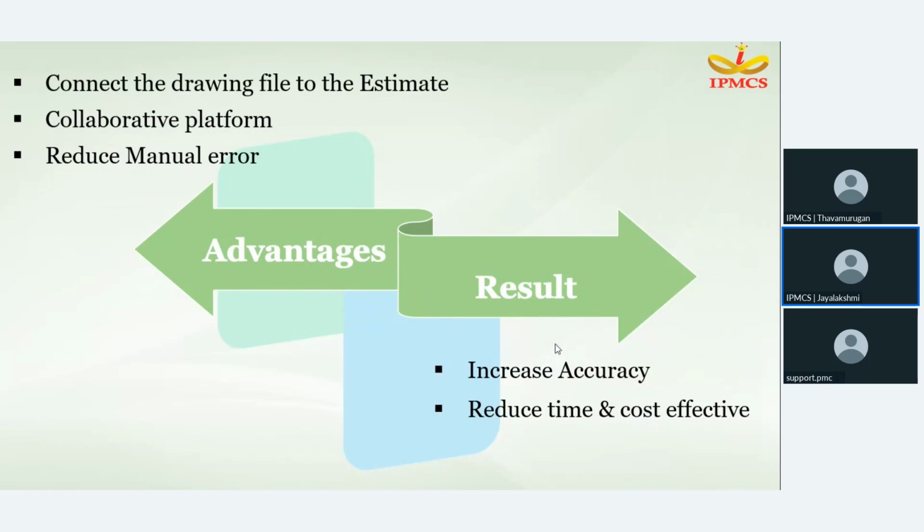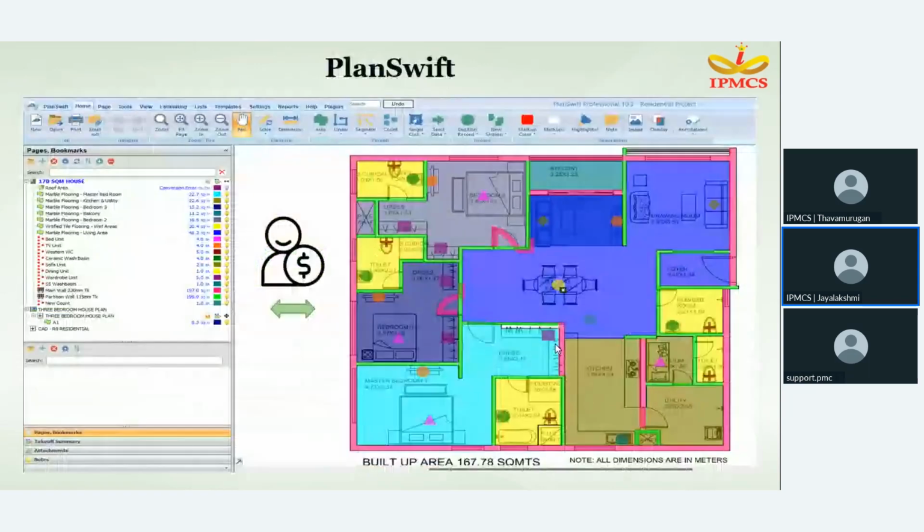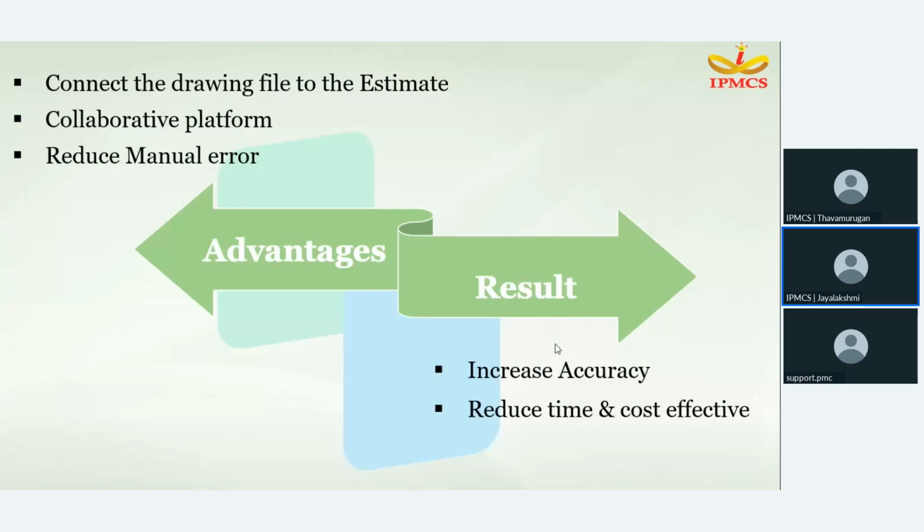it reduces manual error, because as we see, this is a screenshot from PlanSwift. It has color coding technology which will prevent us from missing out elements or duplicating takeoff, and thus the results are an increase in accuracy, a reduction in time, and it makes the takeoff very cost effective.